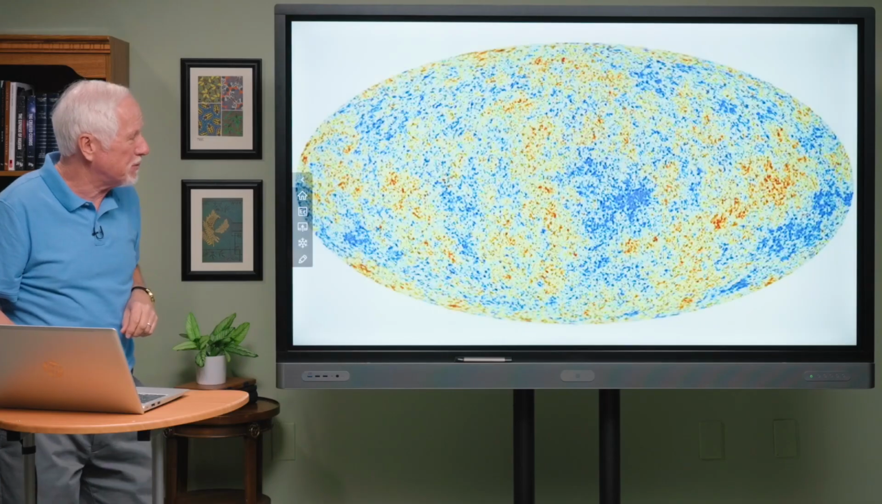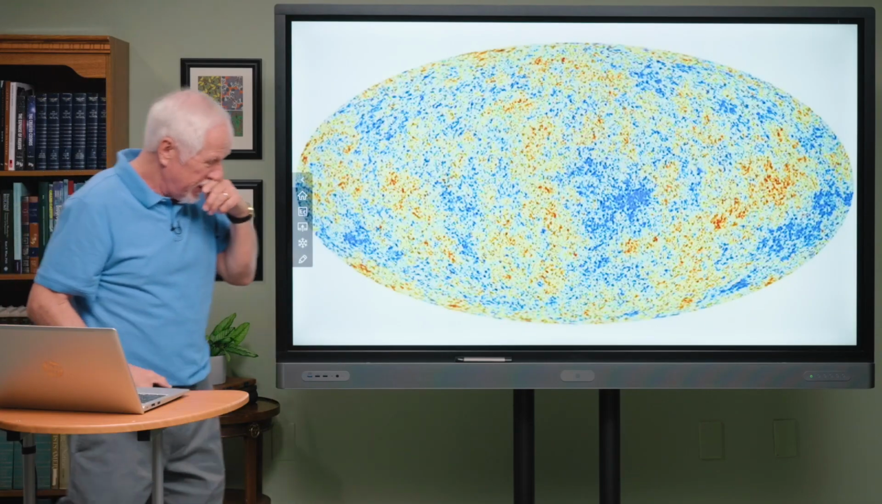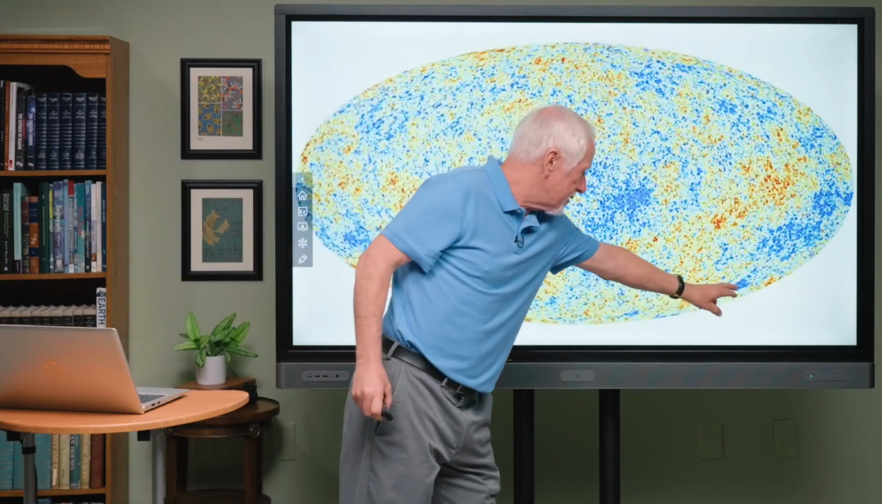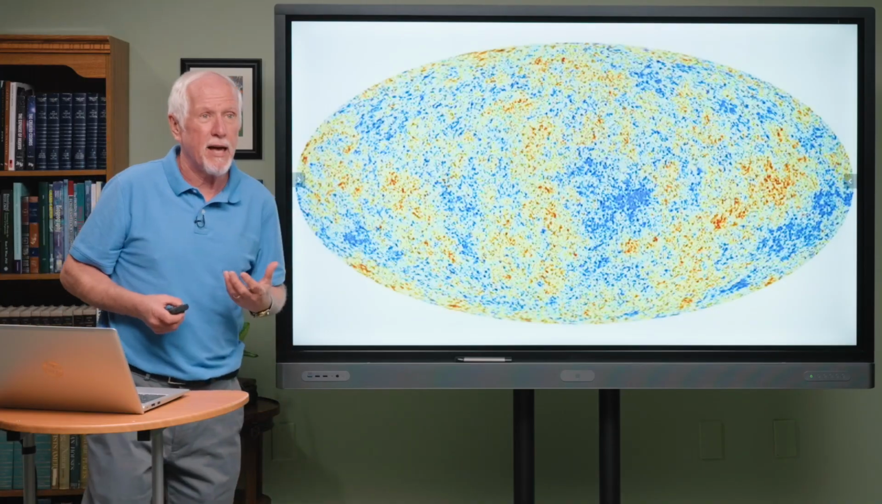And here's another map. This is a different version, I believe, but the great cold spot is down over here in the lower right. It's just a cooler region that's too large to be accounted for by the Big Bang model today.